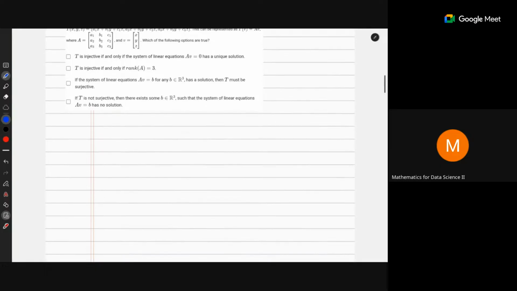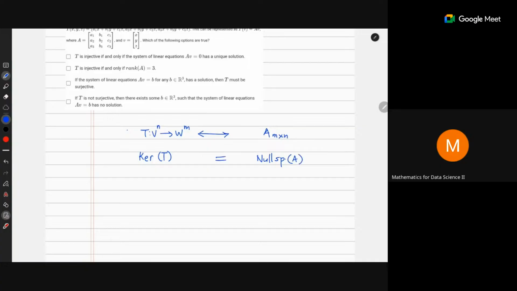What I'm saying is that given a linear transformation, let's say T from V to W, you can associate a matrix to it. Suppose V is n dimensional and W is m dimensional. You can associate a matrix which is m cross n, and the kernel of T would become the null space of this A.